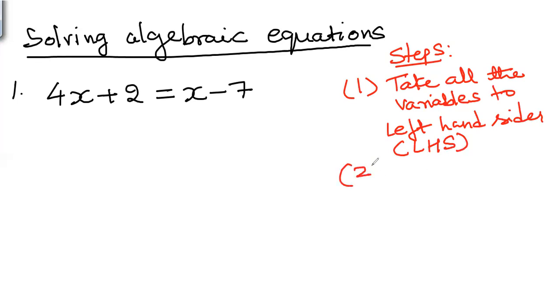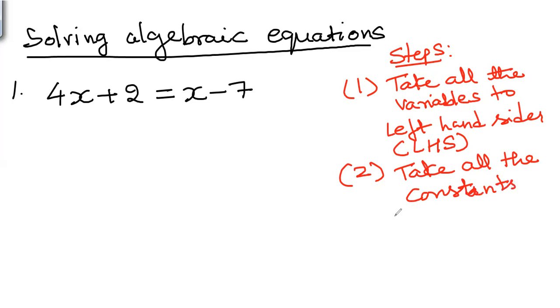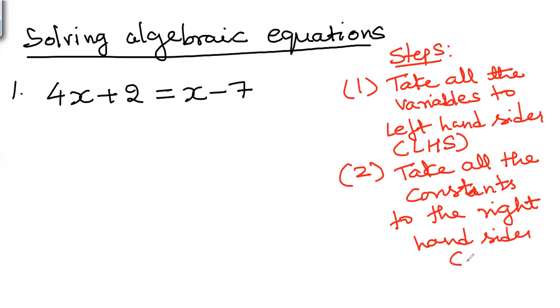And step 2 will be to take all the constants to the right hand side, which in short I can write as RHS.